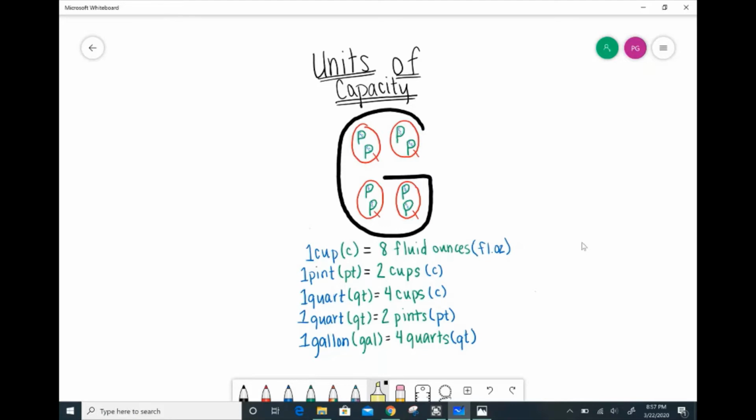Now, each quart, those are the Q's. Each quart is equal to 4 cups. That's why we have 1, 2, 3, 4. We have 4 cups in a quart, but 1 quart is also equal to 2 pints. That's why in 1 quart we have 2 pints. 1, 2. Now 1 gallon is equal to 4 quarts. So we have our whole gallon right here, and we have 1, 2, 3, 4 quarts.